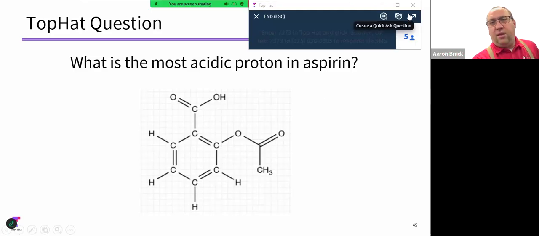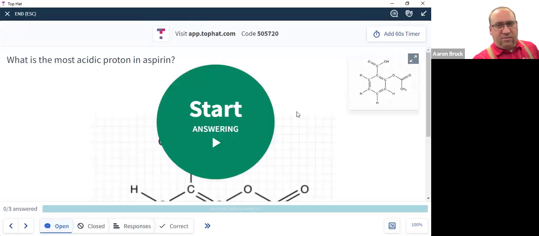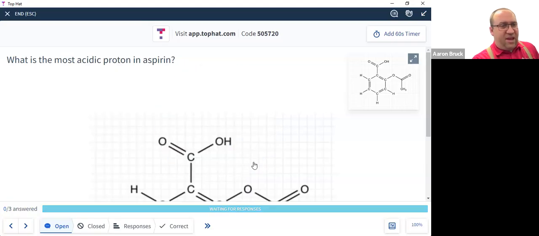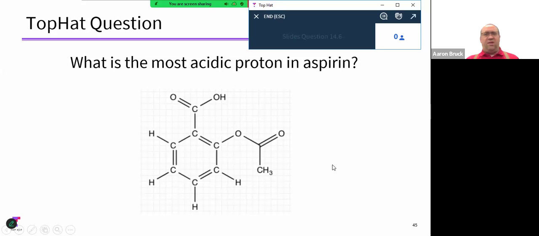All right. I threw this one in here mainly just to see what you would do to it. This is a hotspot question, so click on the proton, the hydrogen, that you believe is the most acidic in this compound, aspirin. So you've got 8 hydrogens to choose from. Which one do you think makes the most sense?